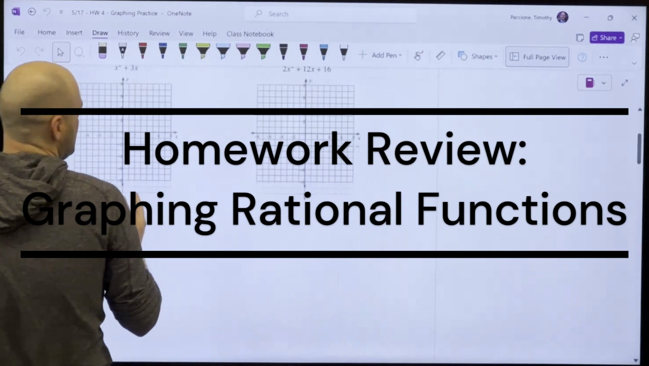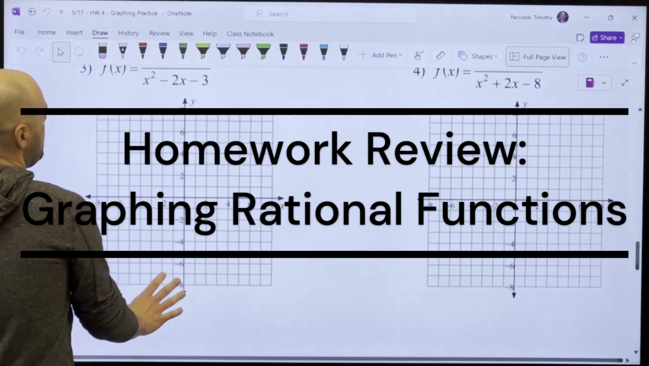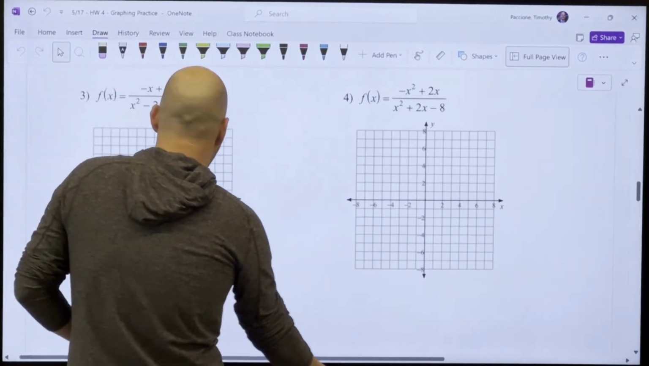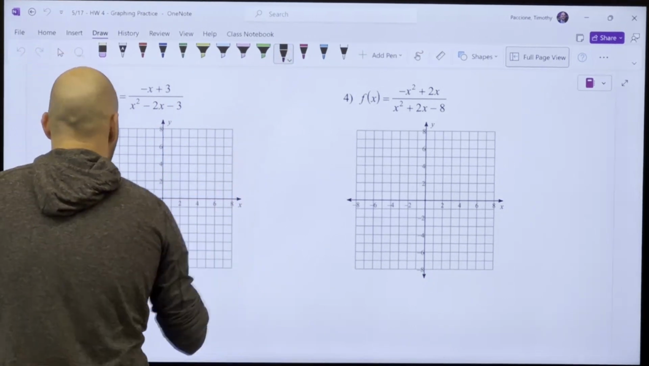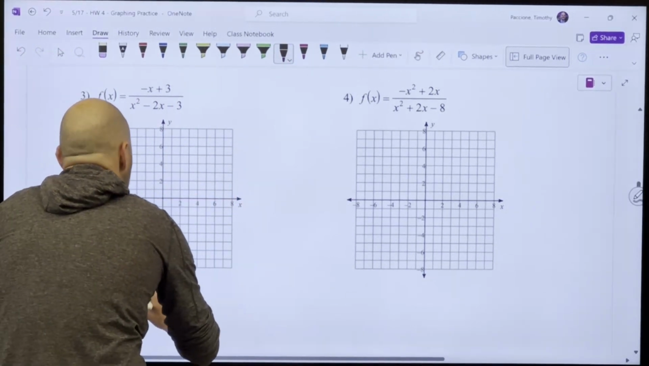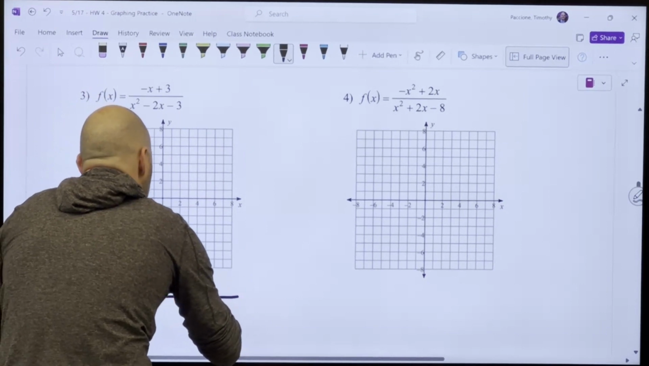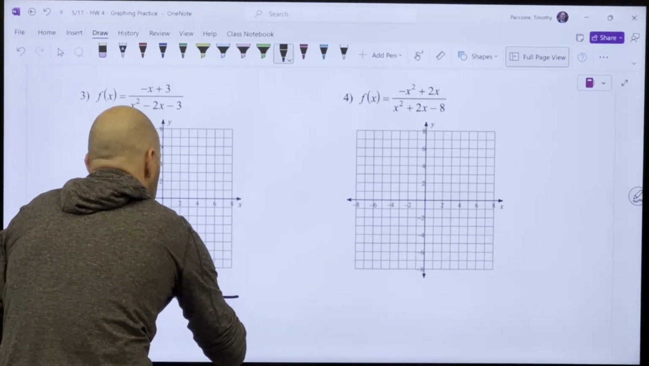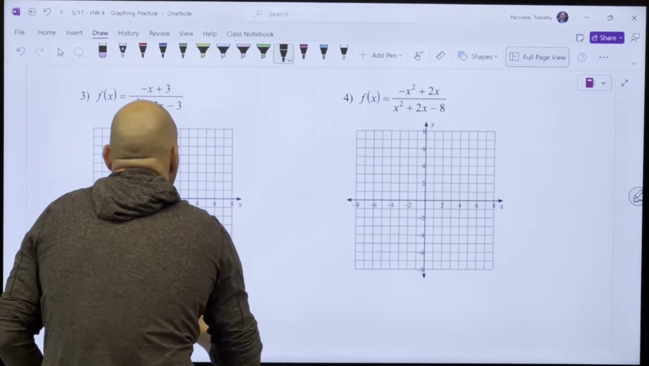All right, so number 3. Okay, so remember, there are different pieces that we need to find, of course. And there's different steps for the different pieces.